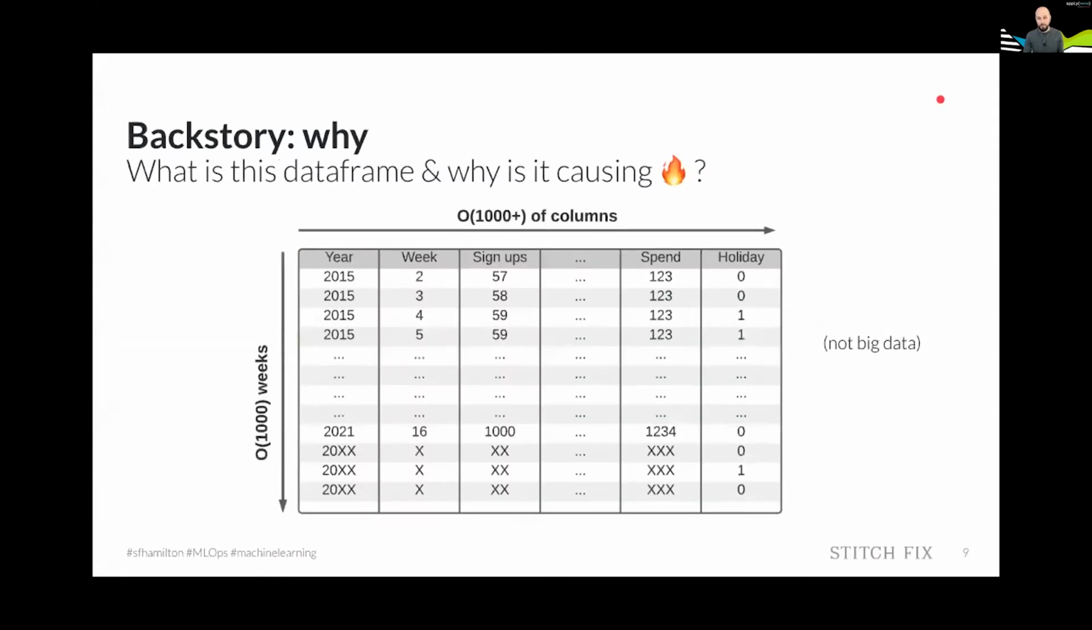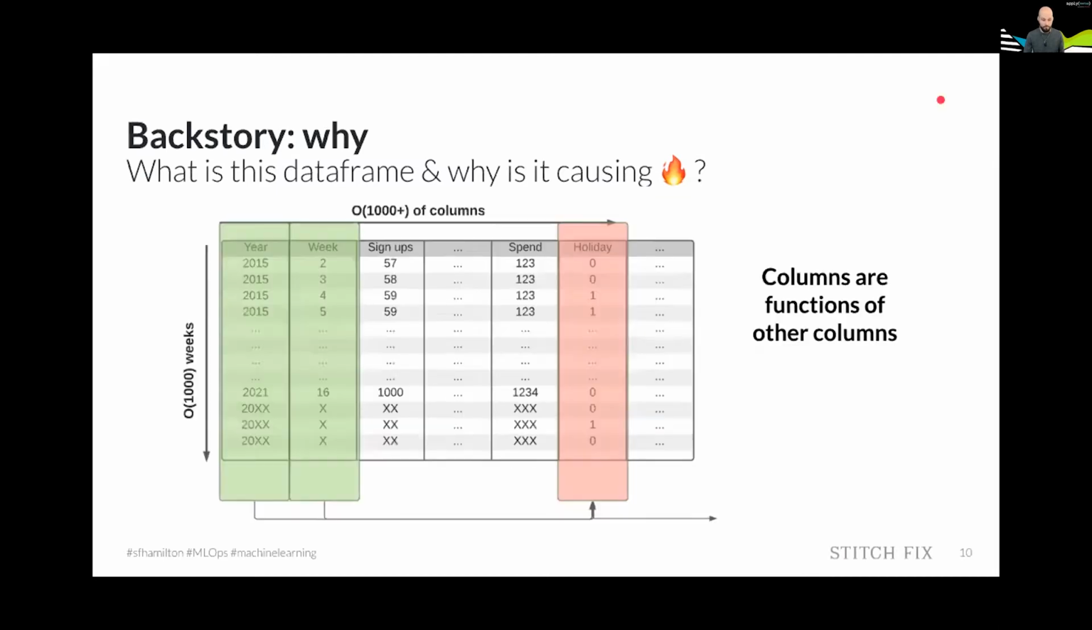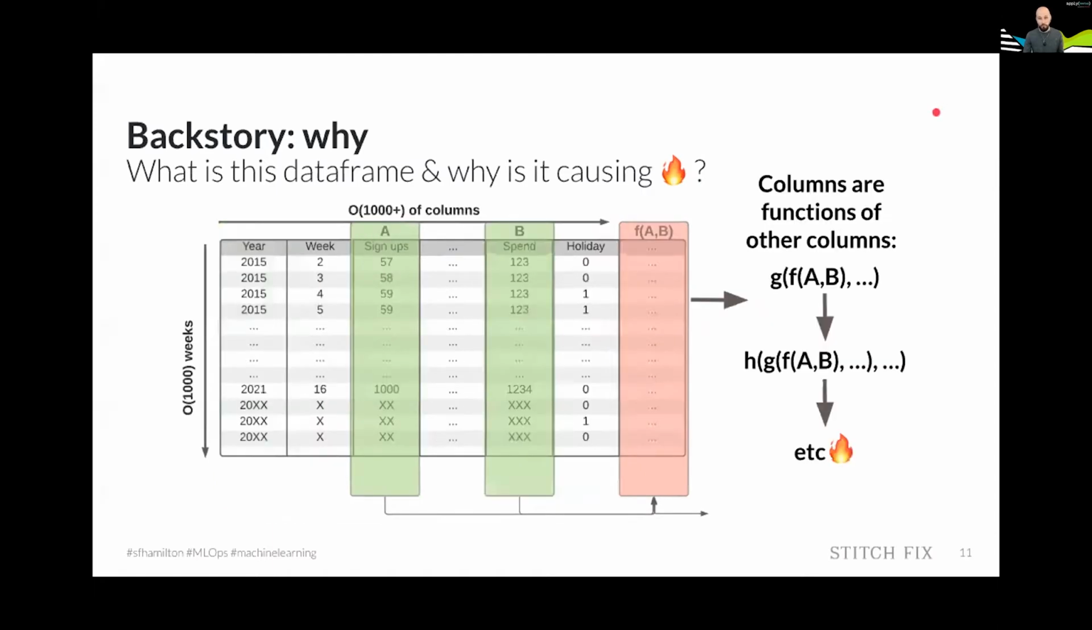So just to peel back the onion a bit, why was this data frame causing them fires? Well, it's a very wide data frame. It's on the order of thousands of columns wide, and on the order of tens of thousands of rows deep. It's not big data, so it all fits in memory, but the main point is it's very wide. Why is it so wide? Well, columns just end up being functions of other columns, because that's how featurization works, especially when you're doing time series modeling. And what you get is this successive chaining of columns being inputs to other columns, being inputs to other columns. And this is what was causing them a lot of pain.